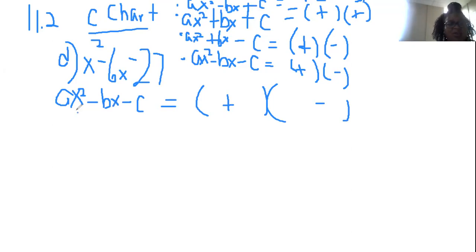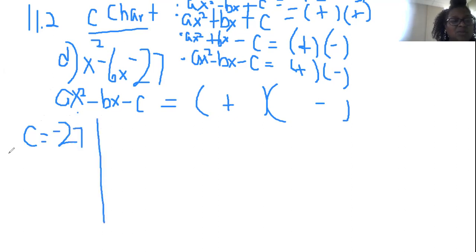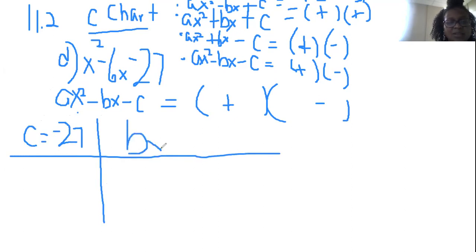But let's go ahead and continue the process with the C chart, because what we realize our C will turn into is a negative 27. So C here will be a negative 27. Going to my BX, it will turn into a negative 6x. So what I realize here is that 9 times 3 is what will give me 27.